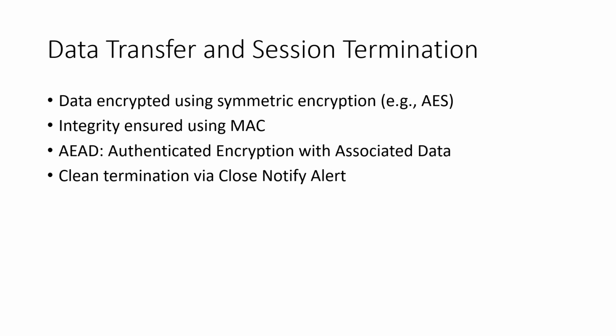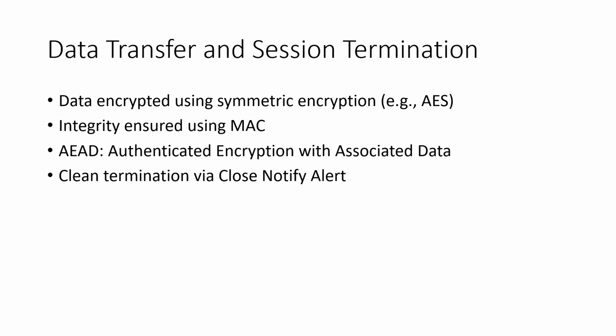Once the handshake is completed, data transfer begins over a secure and encrypted channel. TLS typically uses symmetric encryption algorithms like AES, which are both fast and secure. To maintain data integrity, TLS uses a message authentication code or MAC attached to each record. This ensures that even if someone intercepts the message, they can't tamper with it.